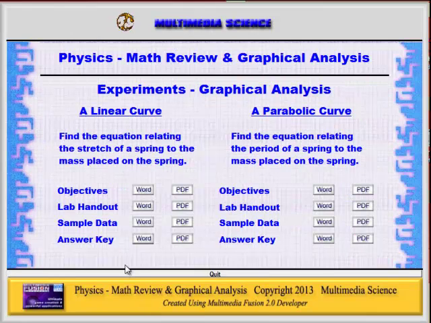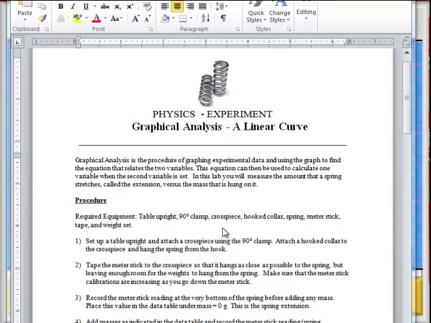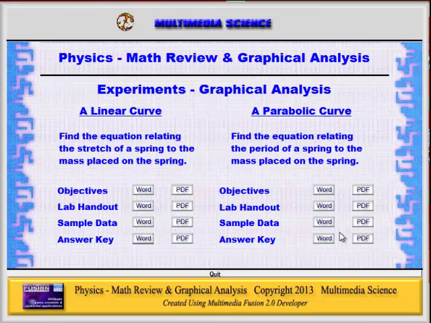There are two experiments, a linear and a parabolic, and they have objectives and handouts and sample data and also an answer key. So let's take a look at the lab handout. First experiment is a linear curve, so you'll be looking at a spring and measuring the stretch of the spring versus the mass that's hung from it.